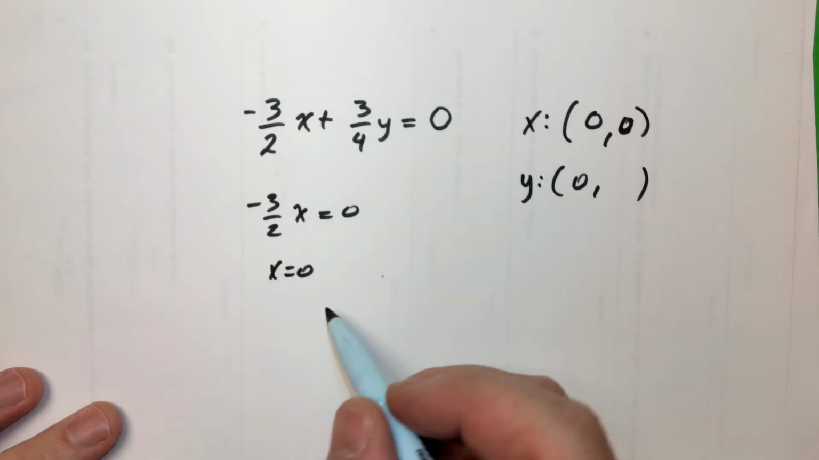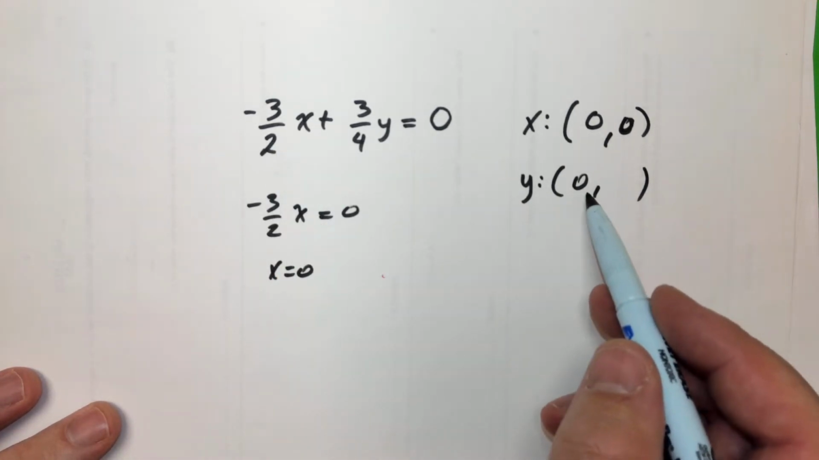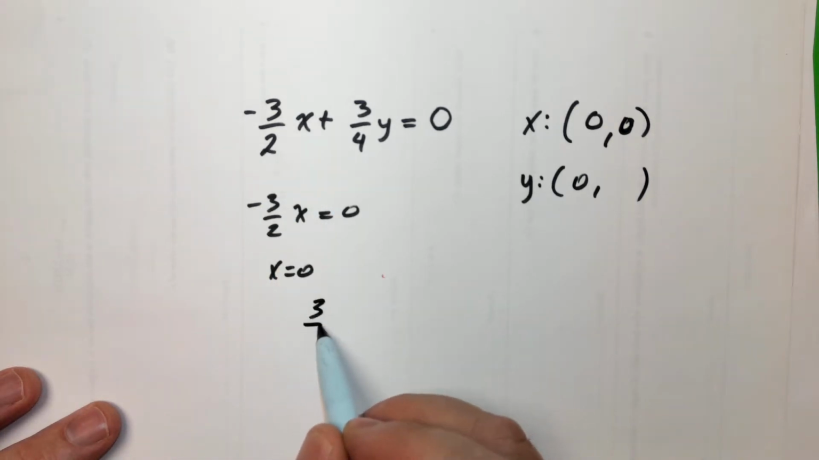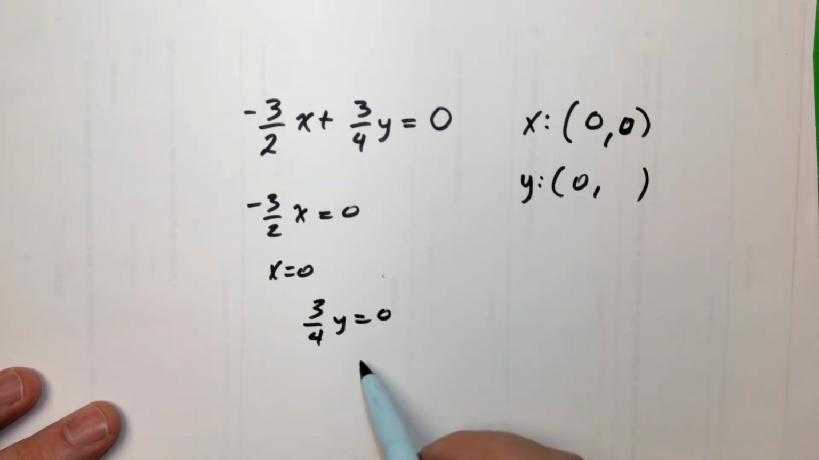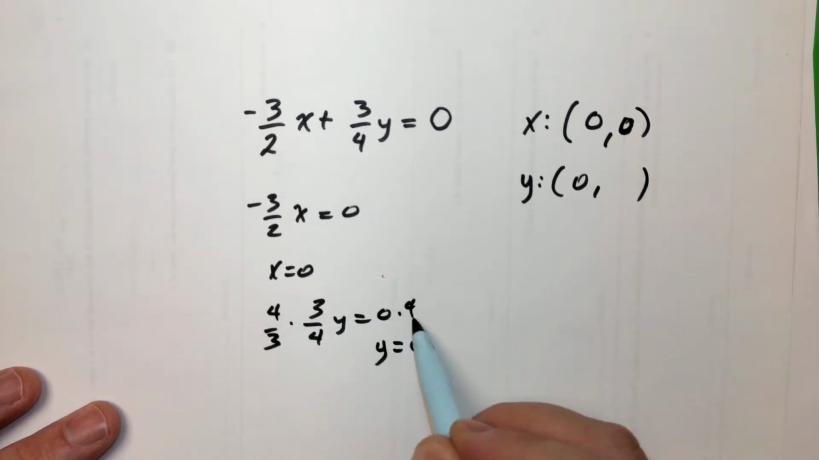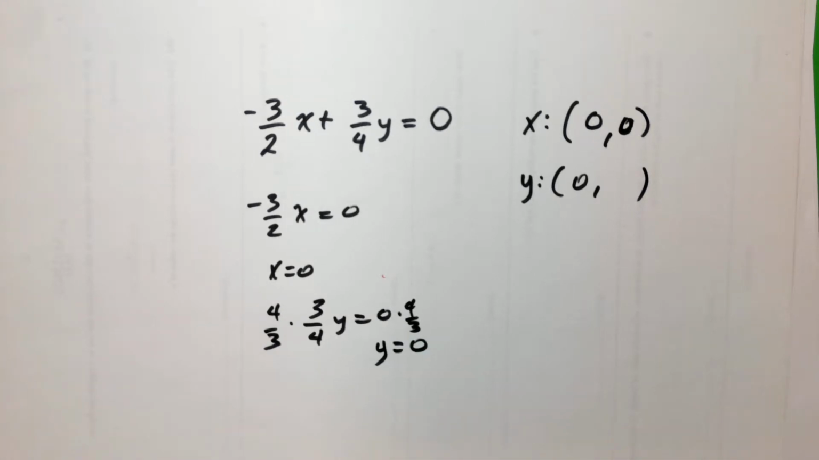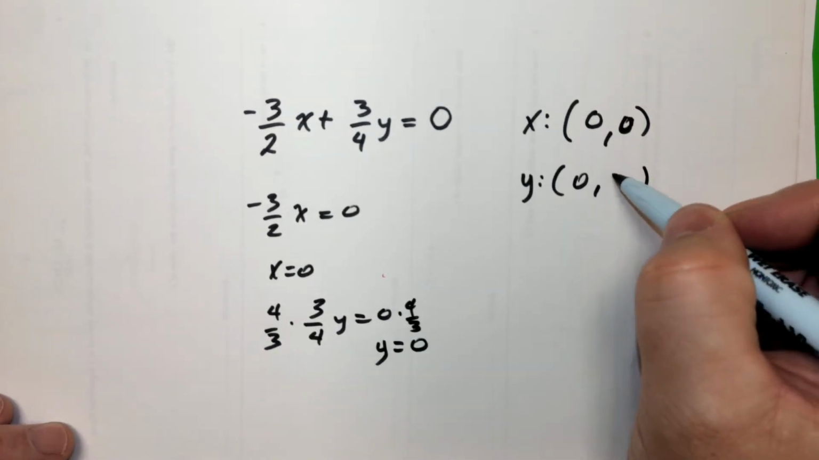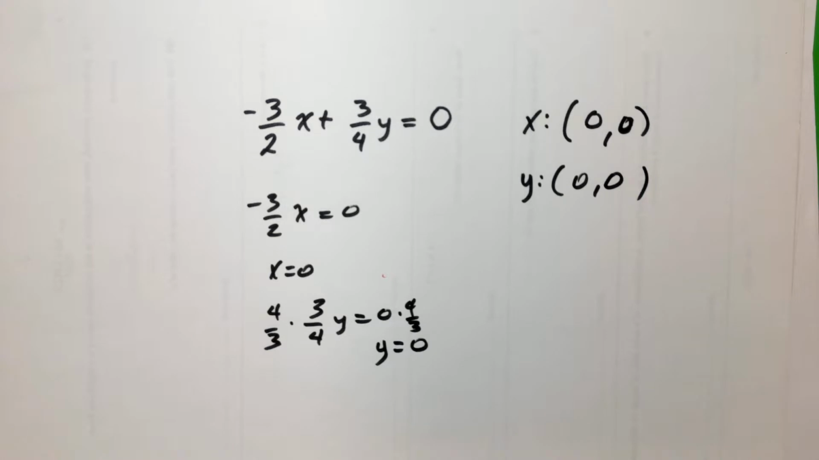And then the same thing here. When I put a 0 for x to find the y-intercept, I'm just left with 3/4 y equals 0. So, again, 0. If you wanted to do the algebra, you could, by multiplying by 4/3. Everything multiplied by 0 will eventually be 0. So we're supposed to make a graph, and to make a graph of a line, you need at least 2 points, but we only have 1, because they're the same.